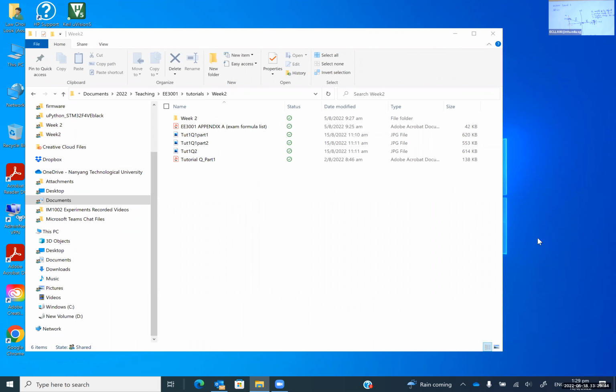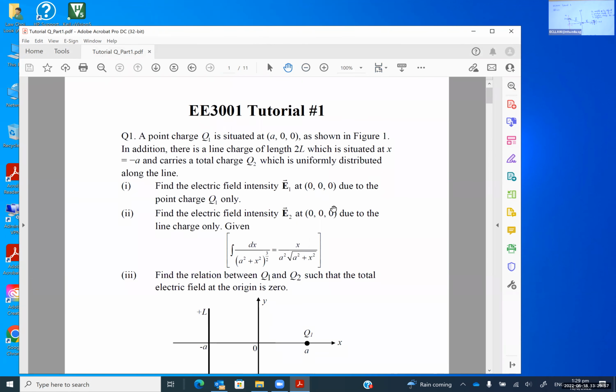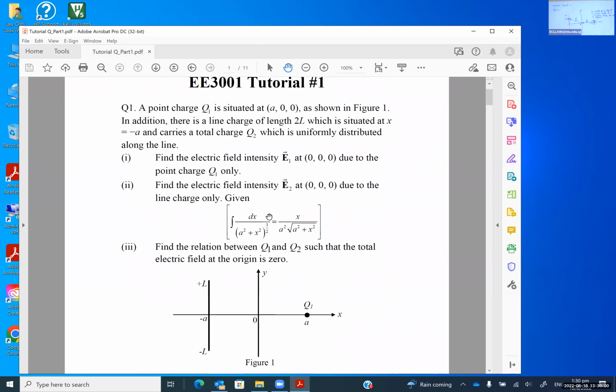Our first tutorial, the week 1 tutorial. So the question here. Okay, this is our first question, question 1. You are given a charge Q1 located at x equal to a, y equal to 0, and z equal to 0. Let's try to solve question 1 part by part, starting with part 1.